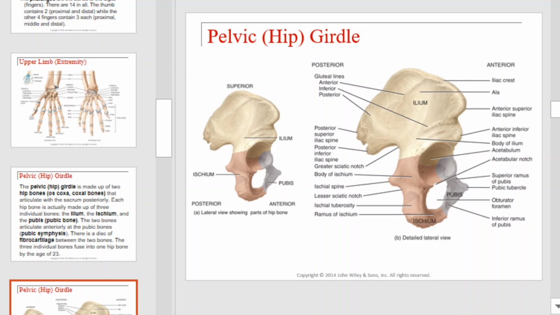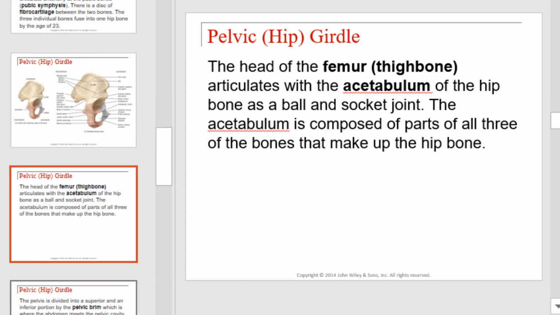This diagram provides you an illustration of the hip girdle. Take a moment to familiarize yourself with each labeled part. The head of the femur, or thigh bone, articulates with the acetabulum of the hip bone as a ball and socket joint. The acetabulum is composed of parts of all three of the bones that make up the hip bone.